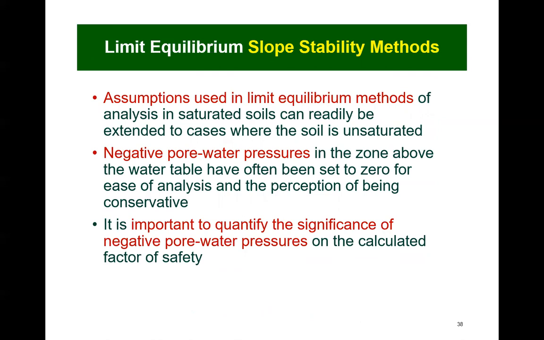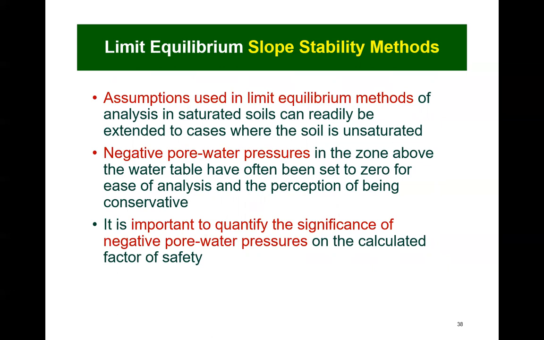The stability of Earth's slopes is commonly analyzed using one of several limit equilibrium methods of slices. The assumptions associated with the limit equilibrium methods of slices for saturated soils can be extended to embrace the unsaturated portion of the slope. Negative pore-water pressures in the zone above the water table have often been set to 0 for ease of analysis, with the perception that the engineer is simply being conservative.